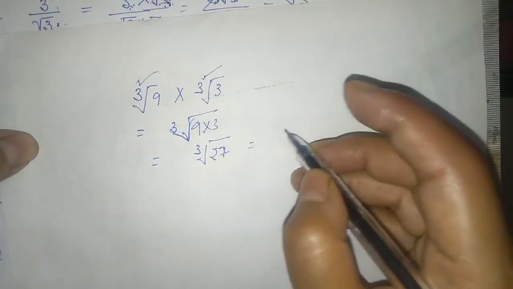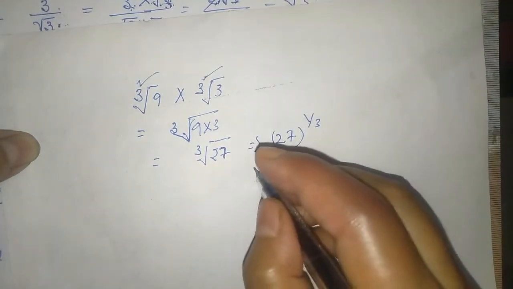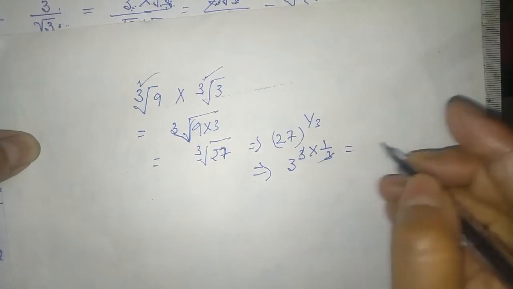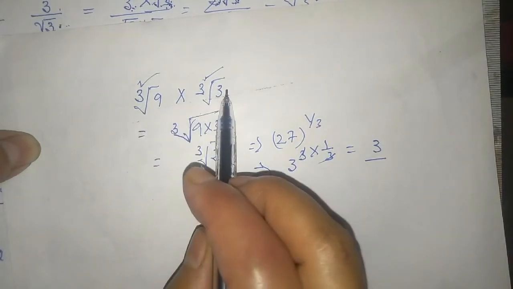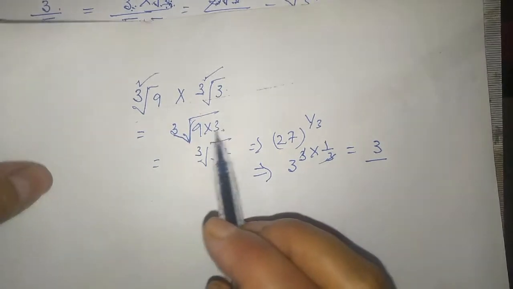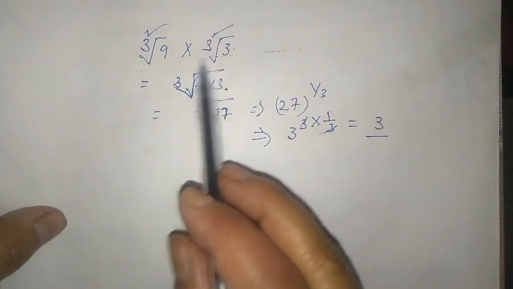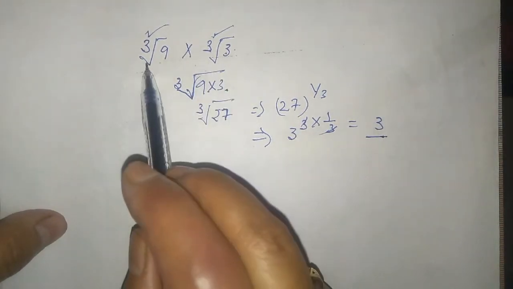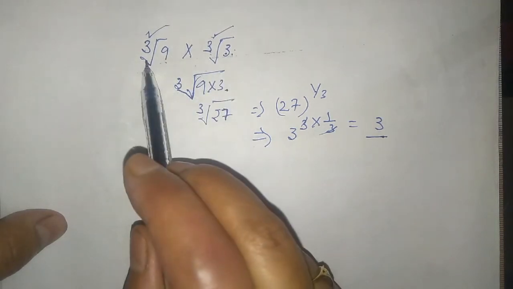This can be written as 27 to the power 1 upon 3, and this can be written as 3 to the power 3 into 1 upon 3. This can be cancelled, and this is 3. So we have chosen two irrational numbers, cube root of 9 and cube root of 3, and if we multiply them, the product is rational. Then they are the rationalizing factors of each other. Cube root of 9 is a rationalizing factor of cube root of 3, and cube root of 3 is a rationalizing factor of cube root of 9.